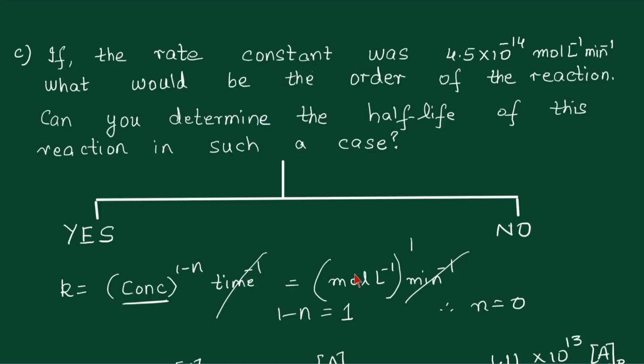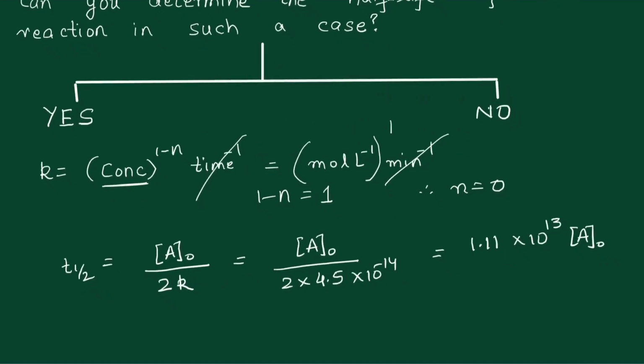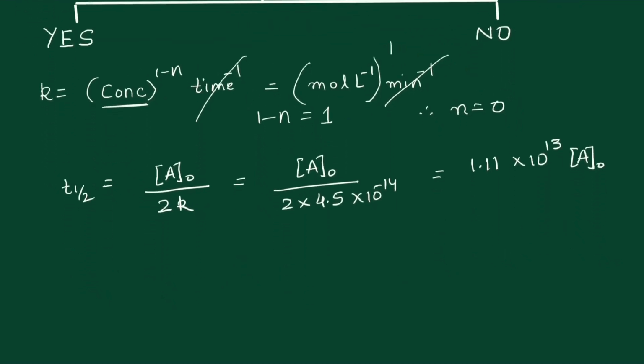So if it's a 0 order reaction, how will the rate constant and half-life be related? Yes, we will have t half is equal to the initial concentration divided by 2 into the rate constant. Now I know the value of the rate constant, but do I know the initial concentration? No. So if you see over here, I stop at 1.11 into 10 to the power 13 into the initial concentration of the reactant A, which is, yes, unknown.